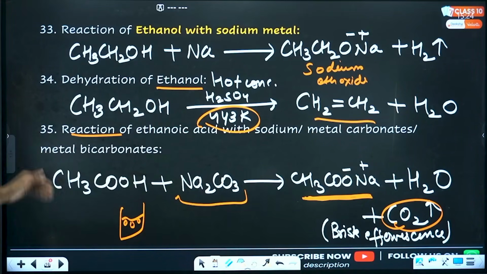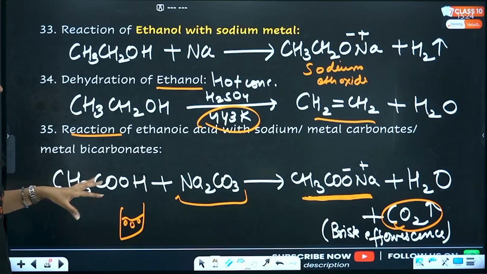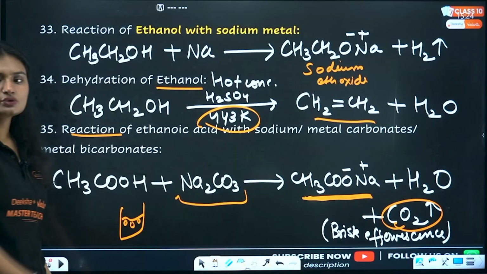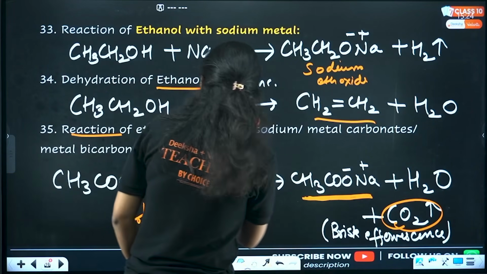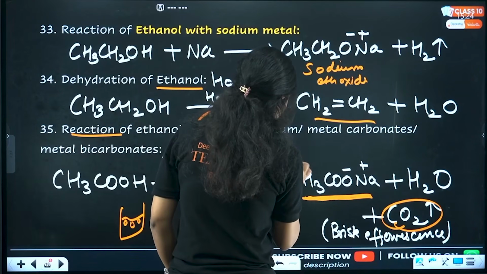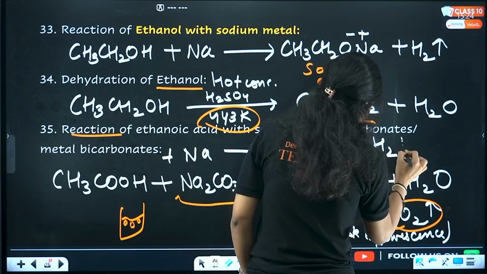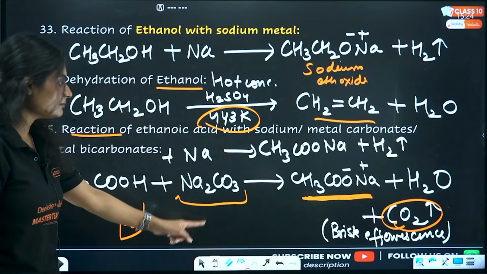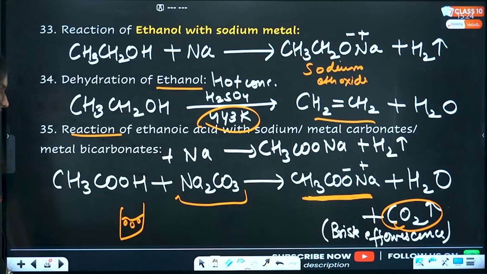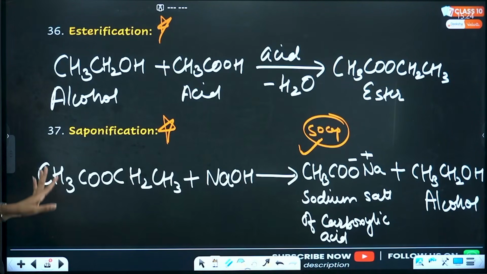And then you have reaction of ethanoic acid with sodium metal, carbonates or bicarbonates. In case of sodium metal, ethanoic acid gives sodium ethanoate plus hydrogen gas. But for metal carbonates and metal bicarbonates, carbon dioxide gas is released. This reaction is not given by ethanol.